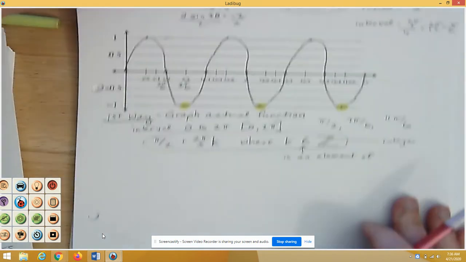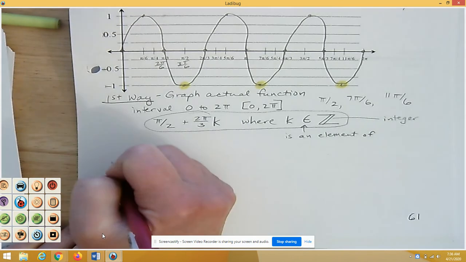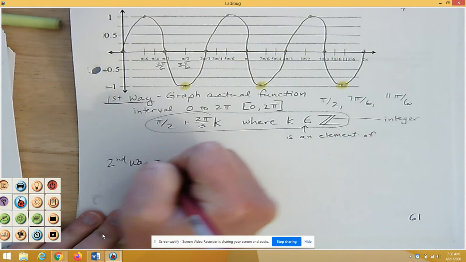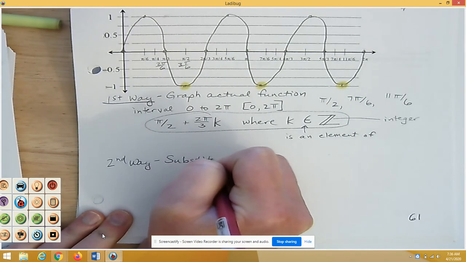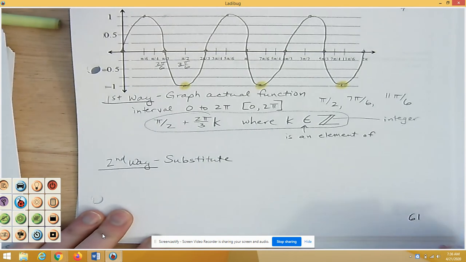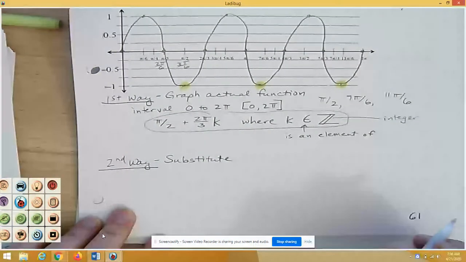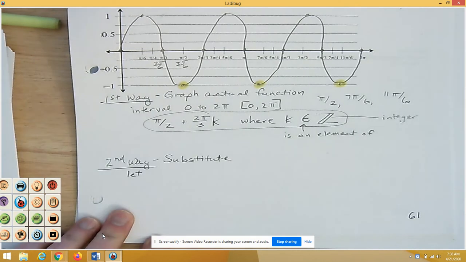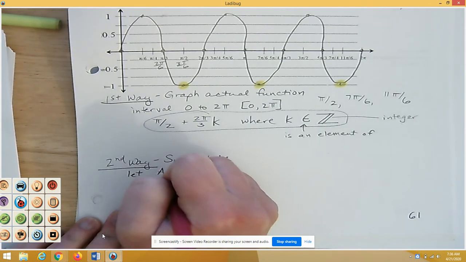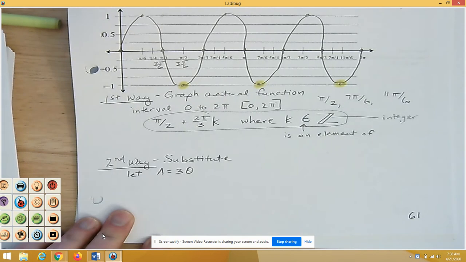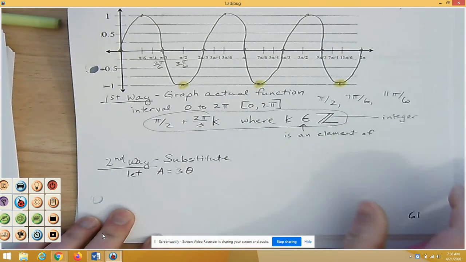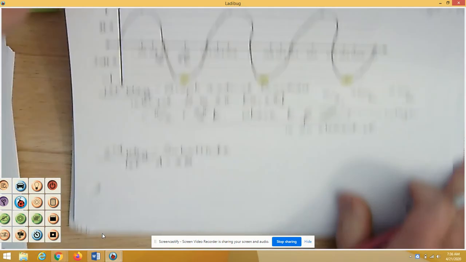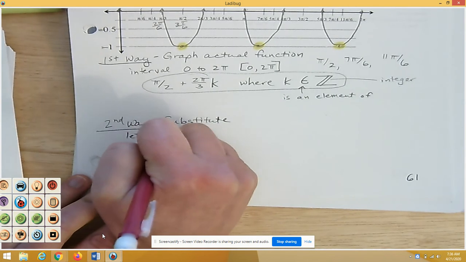All right, the second way is to substitute. I think your answer key, if you use those, I think I use the letter T, but this time I'm going to use the letter A, only because some of the problems have T in them. So I'm going to let A equal 3 theta. Okay, and we had already solved this way at the beginning. So now I'm just going to say the sine of A equals -1. So this is going to be sine of A equals -1.